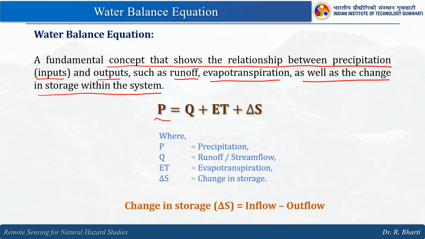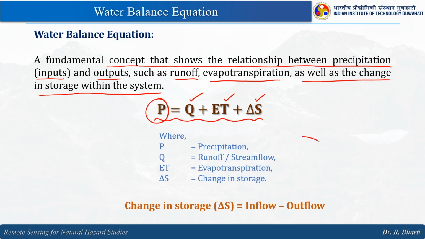So here you see this particular equation. The P, that is your input, right. So that is your precipitation. Then comes the Q, that is your runoff or stream flow, and the ET is evapotranspiration, and the delta S is your change in the storage.